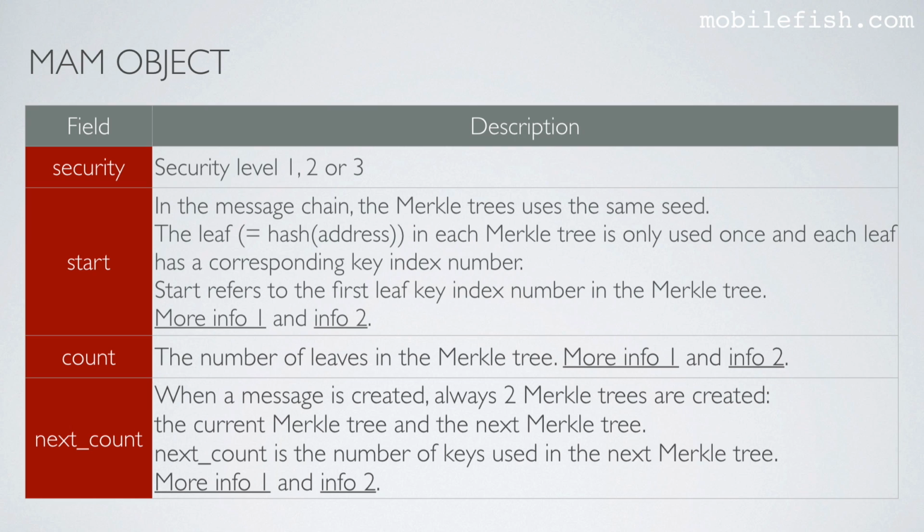Security. You can choose between security level 1, 2, or 3. Start. In the message chain, the Merkle trees use the same seed. The leaf in each Merkle tree is only used once, and each leaf has a corresponding key index number. The leaf is calculated by hashing the address. Start refers to the first leaf key index number in the Merkle tree.